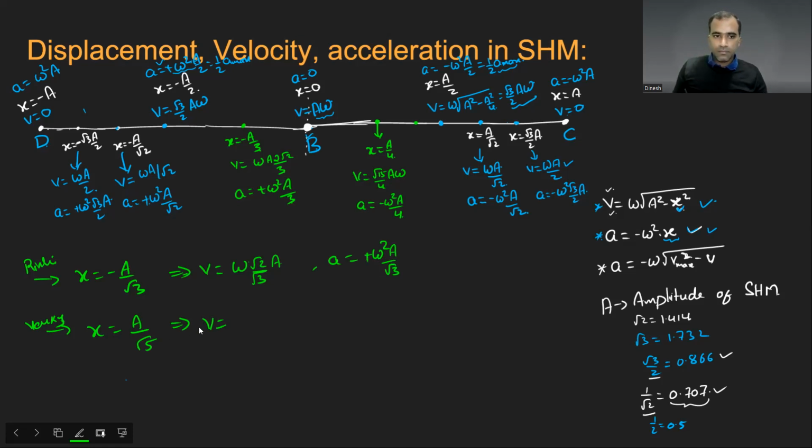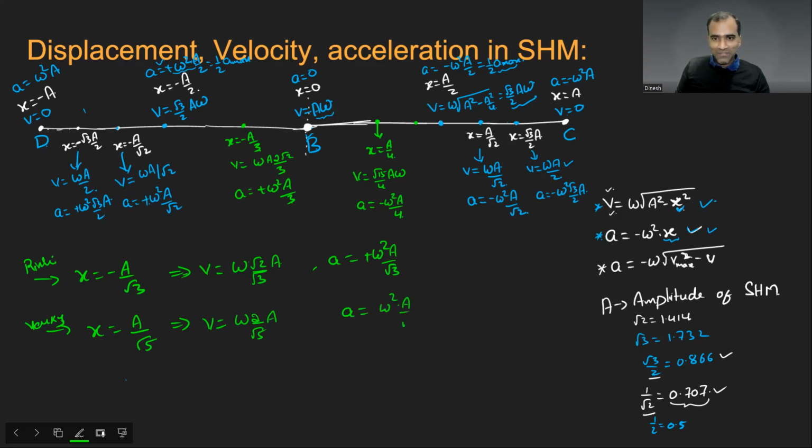Yes, sir. Venki, do you want to tell me before, or should I write it? Sir, acceleration is minus omega square a by root 5. Okay, smart guy, you're telling the easiest one first.